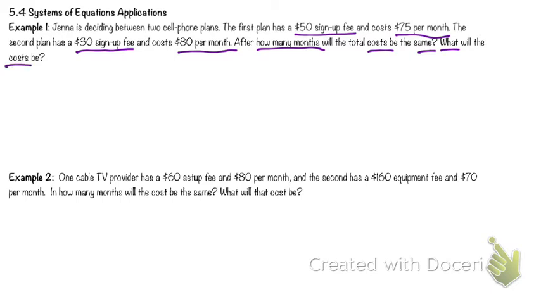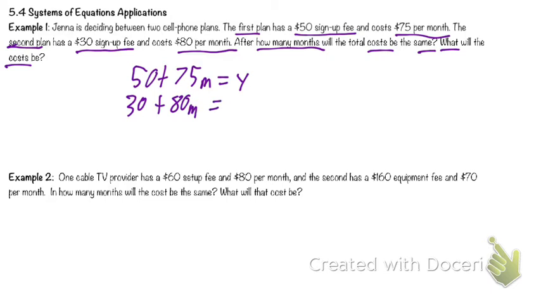Now, it also might be good to know that we had a first plan and a second plan. So what we did was we said the $50 sign-up fee plus $75 per month, M, equals Y, our cost. And we can call the variables anything. We just called it M for months. The second plan was a $30 sign-up fee plus $80 per month. And we wanted the cost to be the same, so we also called it Y. And then we solved these, okay? So this was first plan, second plan.